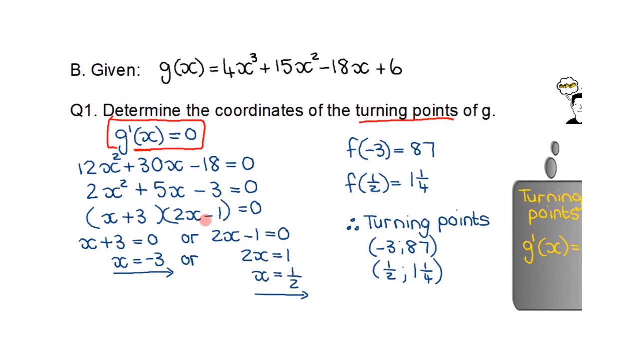and then I factorized it. The one bracket must be equal to 0, or the other bracket must be equal to 0, which gave me x is -3 or x is a half. Then, to determine the coordinates, I have to take this -3 and substitute it into the original equation. So every x will be replaced with a -3, which gave me 87. The same, if I replaced every x with the other x value, half, I got an answer of 1 1/4, which gave me these 2 turning points.